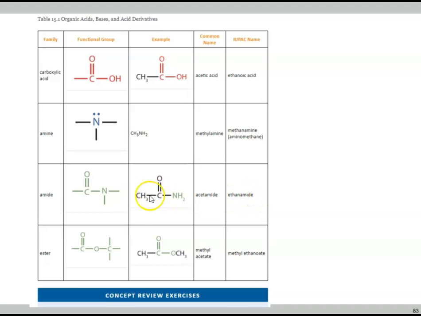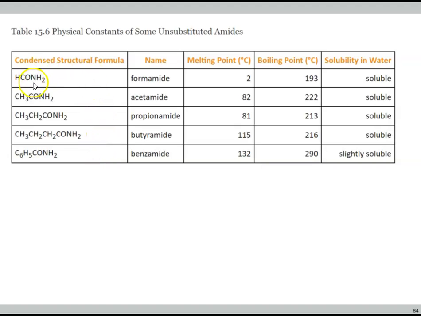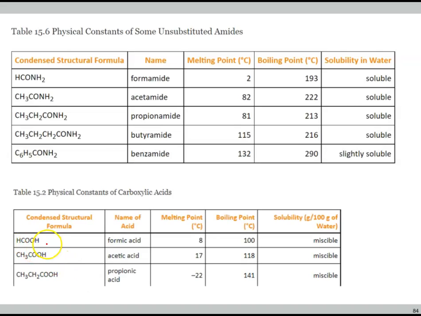So the ethyl group is the base compound, and then the amide is acting as the suffix, that kind of functional group on the end. Physical properties of the amides is they actually have really high boiling points and melting points for the size of them. And this is good to look at a comparison with just carboxylic acids.